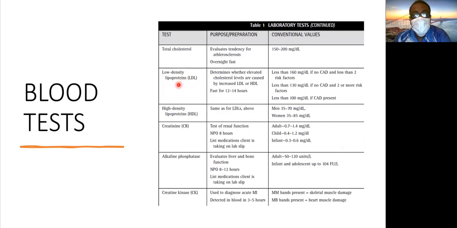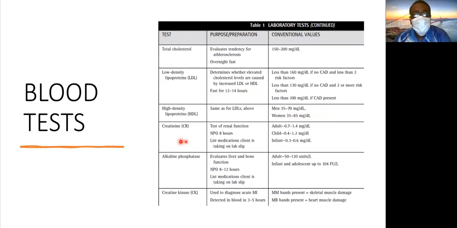test. For LDL, the value should be less than 160 milligrams per DL if no CAD, if no coronary artery disease, and the patient has less than 2 risk factors. It should be less than 130 milligrams per DL if no coronary artery disease and 2 or more risk factors. Or it should be less than 100 milligrams per DL if there is evidence of coronary artery disease. But for your HDL, for men, the normal value should be between 35 and 70 milligrams per DL, and for women, it should be between 35 and 80 milligrams per DL.